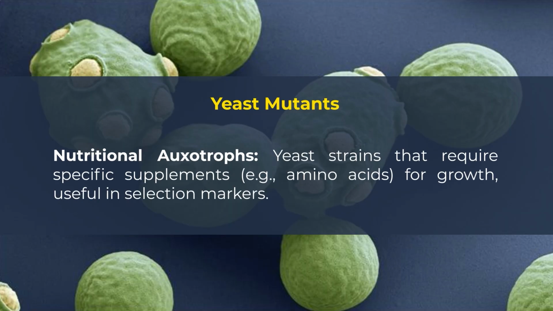Now is the nutritional auxotroph. These are yeast cells that require specific supplements for growth, using selection markers. Basically, what are auxotrophs? Auxotrophs are a type of mutant of a natural organism which requires a specific supplement for growth. What does it mean? If you provide that particular supplement in the media, only then will it be able to grow. So this kind of conditional mutant is known as a nutritional auxotroph, and it also exists in yeast. It is used for the study of supplements for growth and is useful in selection markers.